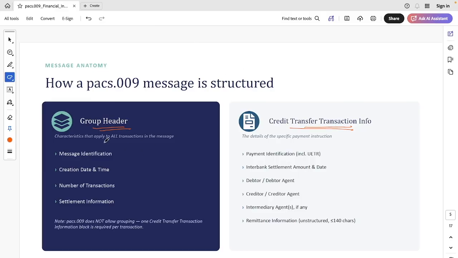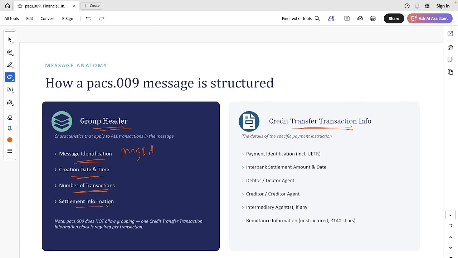So group header basically contains information that applies to the entire message. For example, it contains message identification. This is also termed as message ID. This is the unique reference of the message. Second is creation date time. This tells when the message was created. Then it has the number of transactions. This tells how many transactions are inside the message.